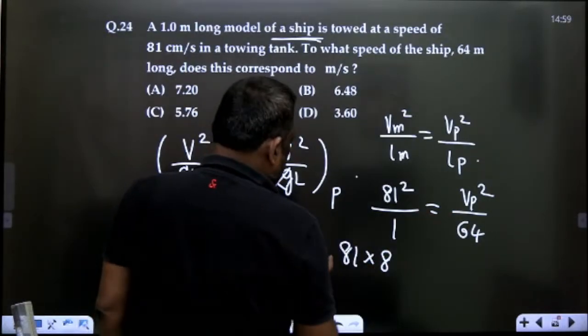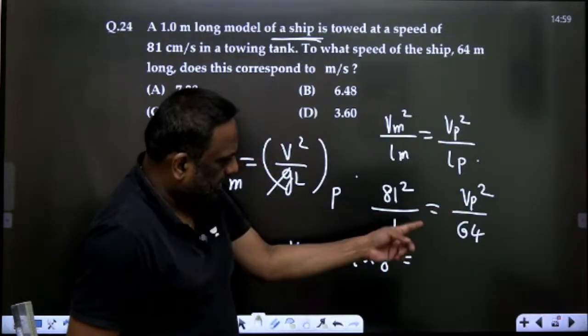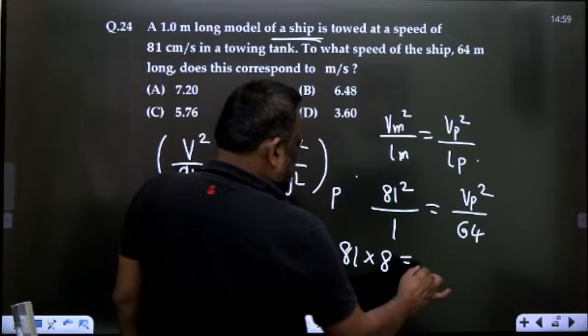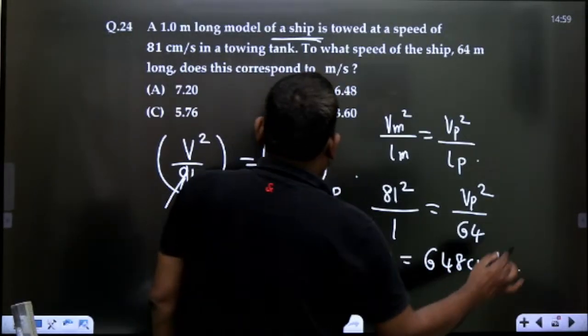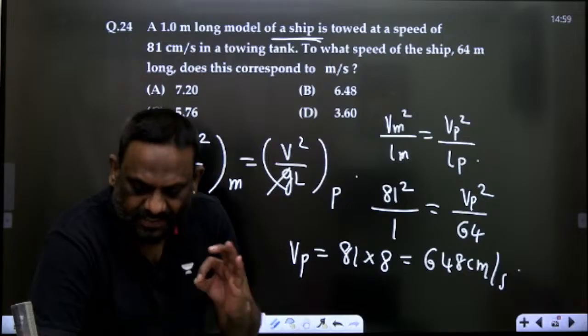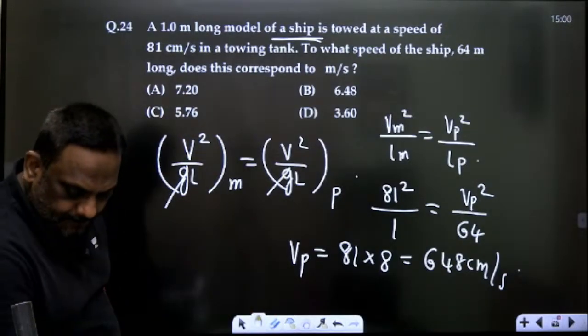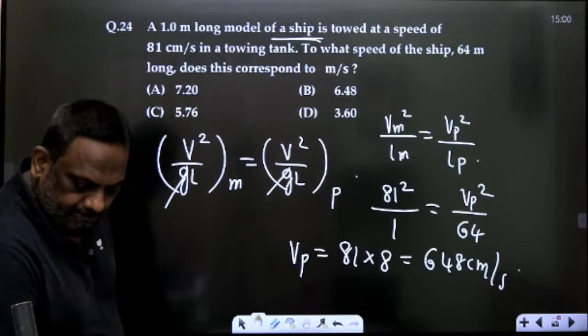This 81. So this is my Vp. Very good. So how much will it come? Arey, take the root, take the root. Square root of 81 is 9... root 64 is 8. So this will be 648. But it will be in centimeter per second. Is it correct, sir? It should be in centimeter per second. Why, why centimeter per second, sir?